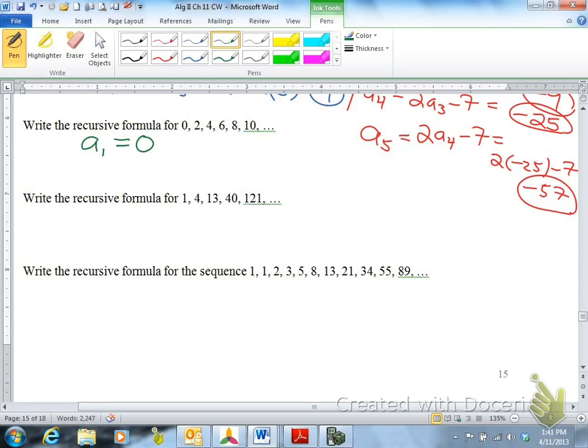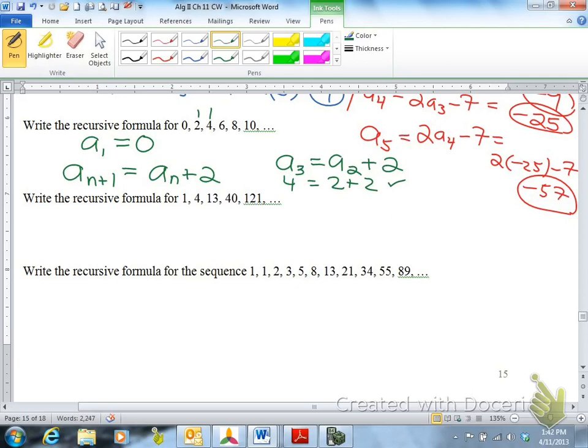So you need to figure out where to start, a sub 1 is 0, and how to get to the next term. The next term would be a sub n plus 1. And looking at the sequence, it looks like they're changing by 2, adding 2 every time. So the next term would be the term before it plus 2. And this works because, let's say the third term would be the second term plus 2. The third term is 4 equals the second term, which is 2 plus 2. And it works. Write the recursive formula for the next one.